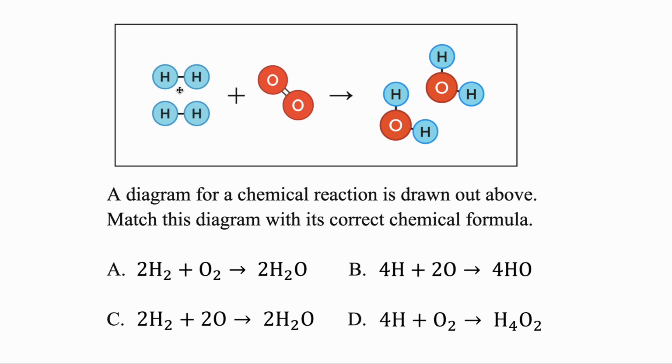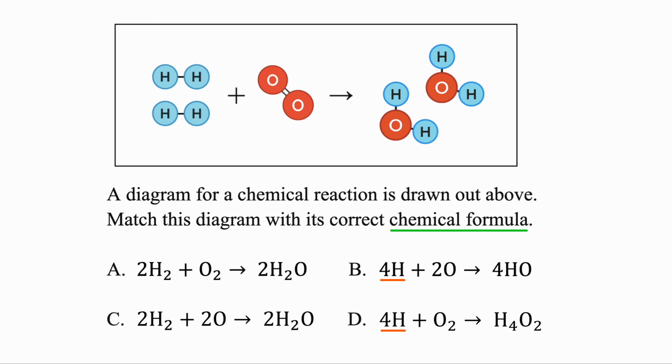They may give you a diagram like this and ask you to find the correct chemical formula that represents it. A diagram for a chemical reaction is drawn out above. Match this diagram with its correct chemical formula down below. To start, on the left side we have 4 H's. These might be hydrogens. So we might think, okay, this has 4 H's and this has 4 H's. These might be correct here.